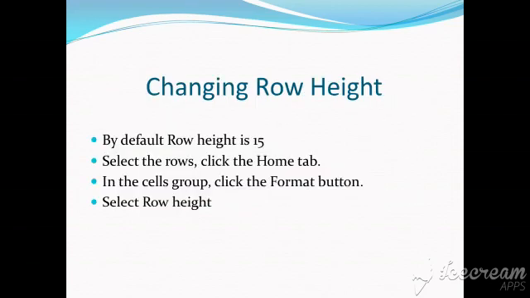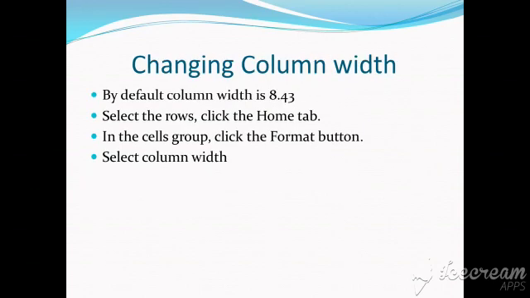Okay, changing row height, as we know that by default the row height is 15 point, and then we can also increase the row height as well. We are having the home tab, and in the cells group we are having the format button. So the cells group is having three different buttons. The one is insert button, and the one is format button, and the delete button. From the format button we can just select the row height, and then you can change the row height. Same with the column width, by default the column width is 8.43, and by selecting the home tab and then the format button we can also change the column width as well.